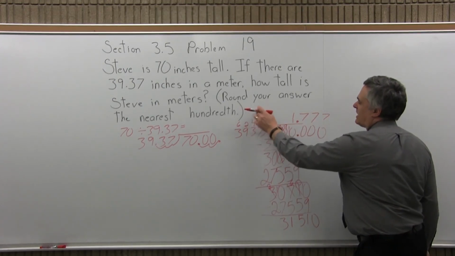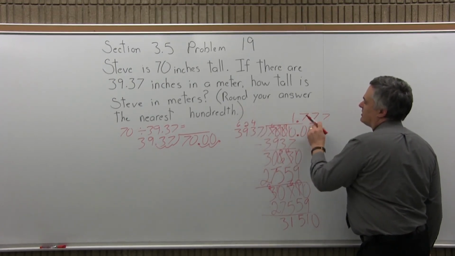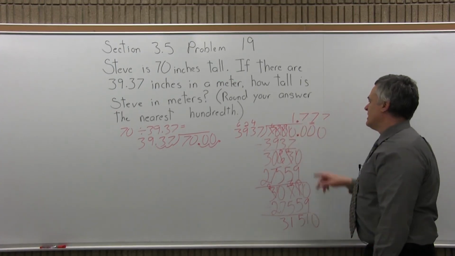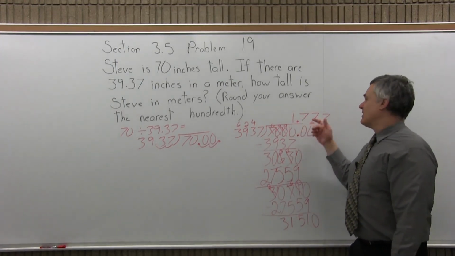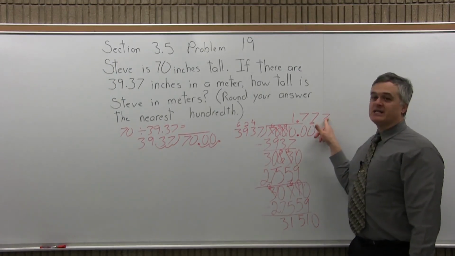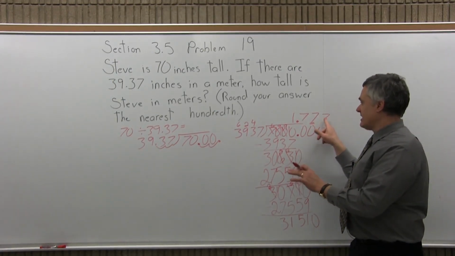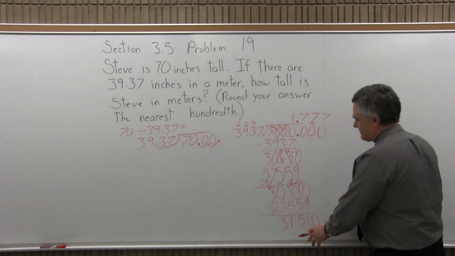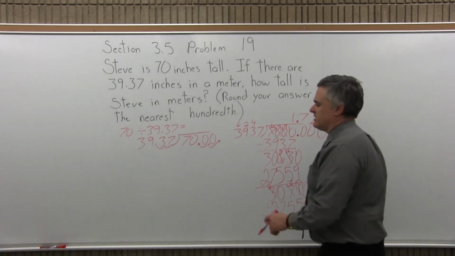The question says rounded to the nearest hundredth. So the hundredth position is 2 places to the right of the decimal place. So right now, it's a 7. If I go out one more digit to the right, it's big enough when it says round it that it's going to be 1.78. So I can stop there. Even though it doesn't finish, it might go on forever before it goes in evenly.